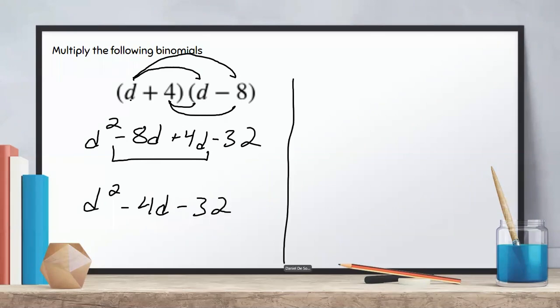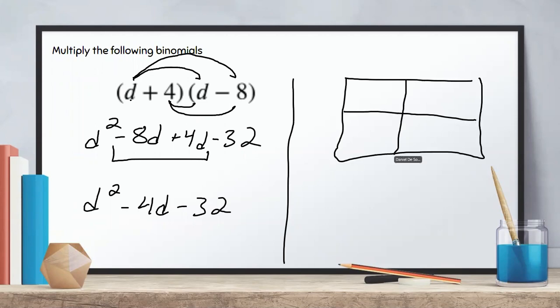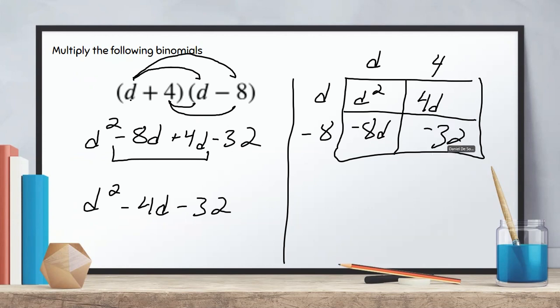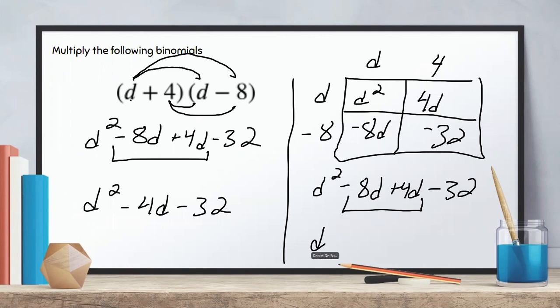Let's use the box method. We got D and 4 and D and -8. D times D is D squared. D times 4 is 4D. -8 times D is -8D. And -8 times 4 is -32. Now we add all these up. D squared, -8D, +4D, -32. You can see it's literally the same thing that we have on the left-hand side. We get D squared minus 4D minus 32.